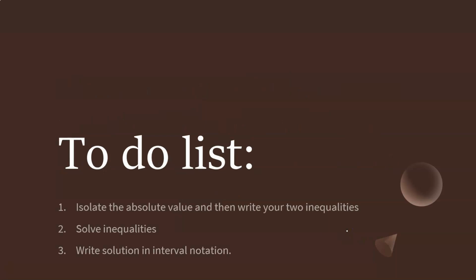This is your to-do list. Isolate the absolute value and write your 2 inequalities. When you write your 2 inequalities, you need to flip the sign for the negative version. Then you solve them and write them in interval notation, and we'll practice that.